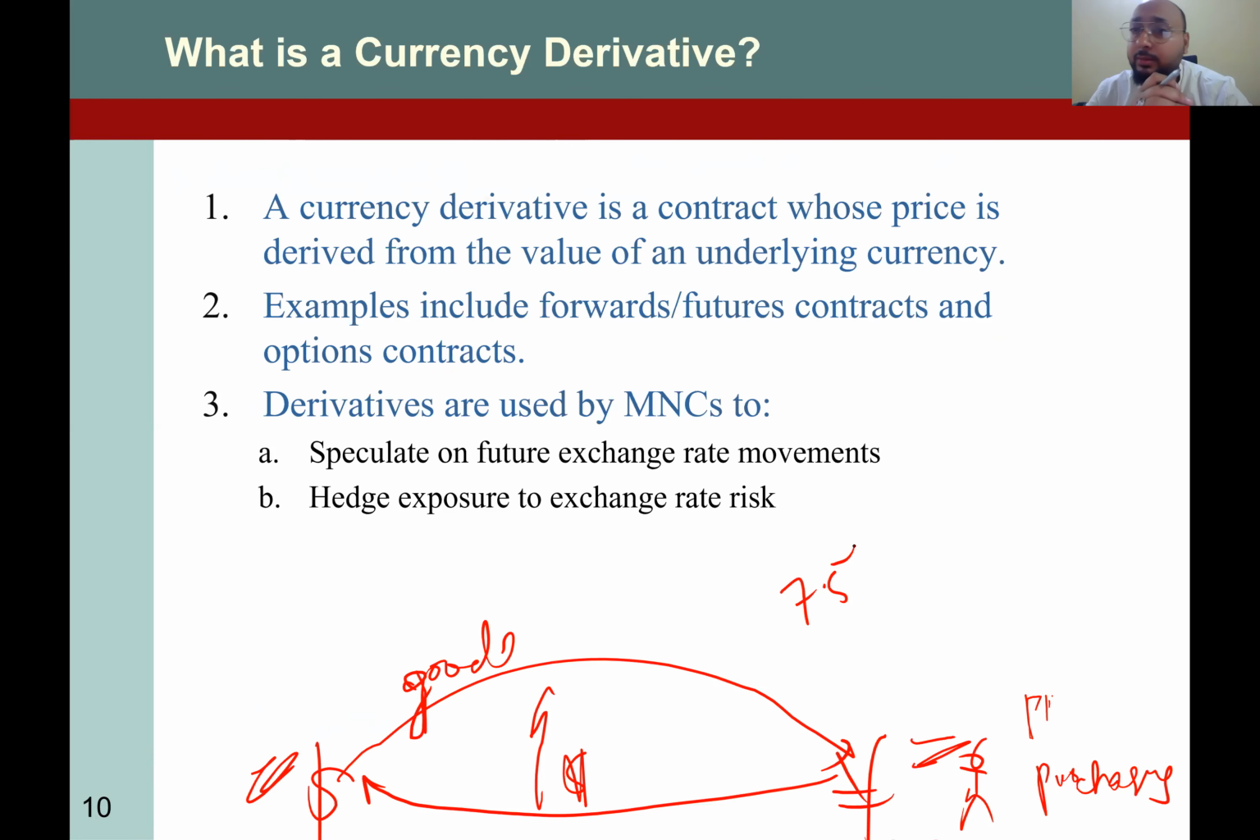7,500 yuan to convert into $1,000. They have to pay extra 500. So that is the exchange rate risk, right? So most of the companies want to hedge, which means they reduce their exposure to exchange rate risk. So this is a fancy terminology used by finance people.